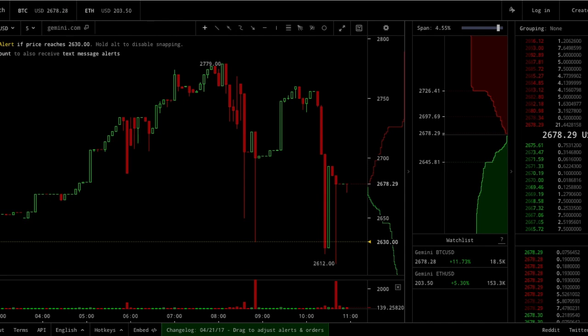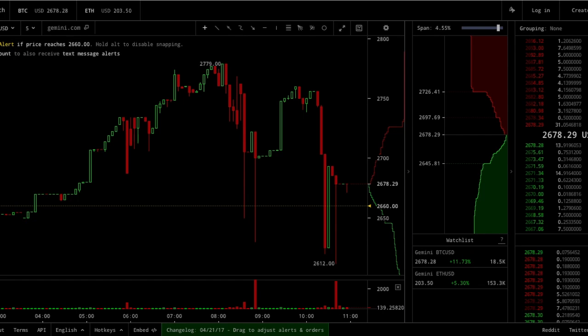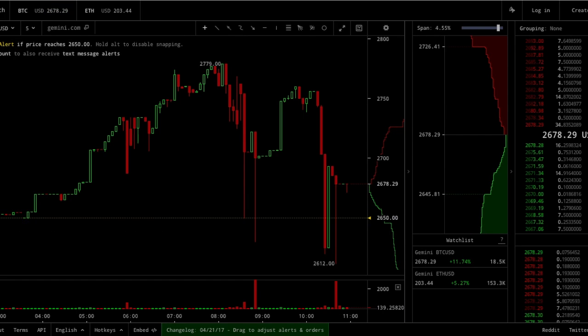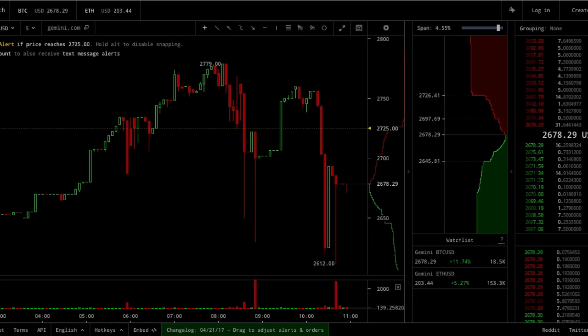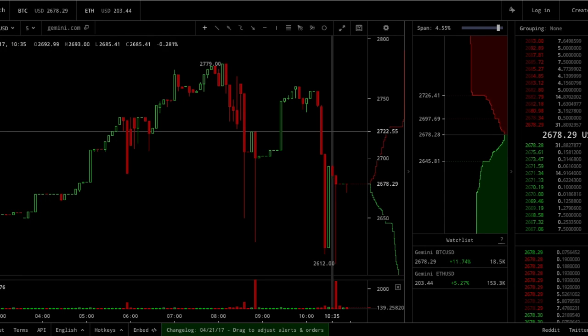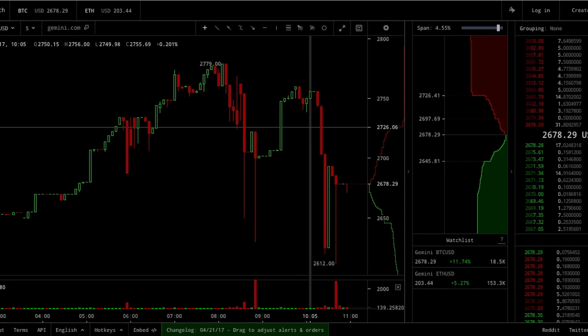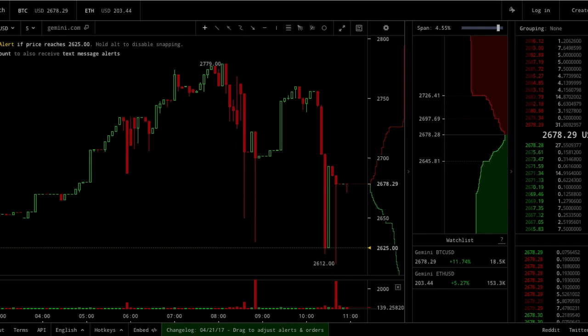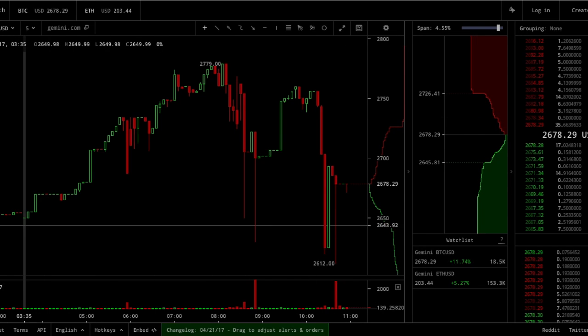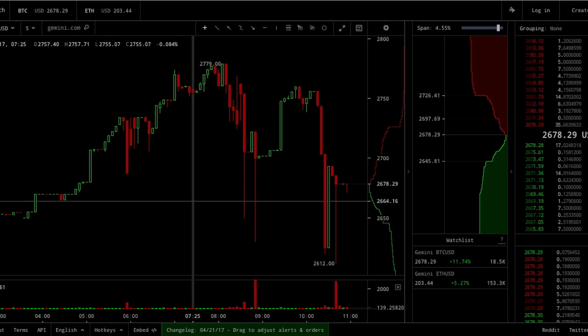So as you can see, you can actually just see the bid and the offer walls as they form. As you can see, there's a bid wall here, an offer wall here at around 27.25 right here-ish. You can see that. And you can see here there's a bid wall at around 26.45, which is here-ish, where a lot of bids are.